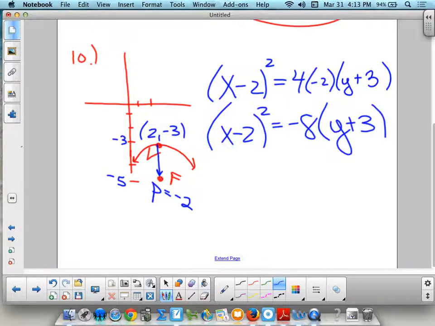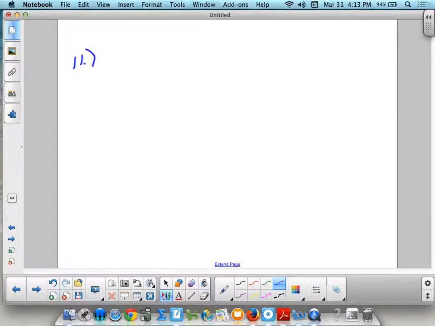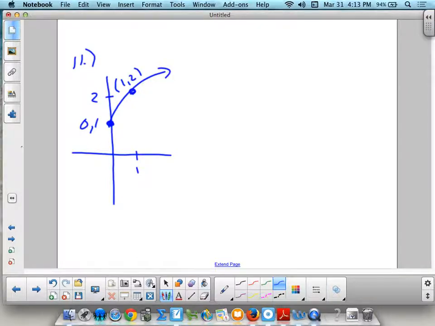Sorry, that was number 10. This is 11. Number 11 says the vertex is (0, 1). It opens to the right and goes through the point (1, 2). If it opens to the right and goes through (1, 2), then, just because it's symmetrical, I know it goes through (1, 0).